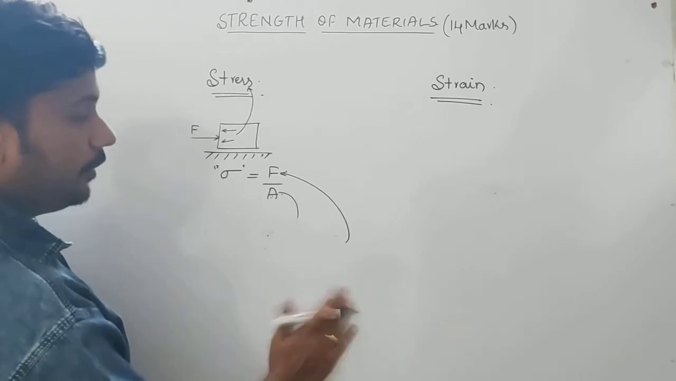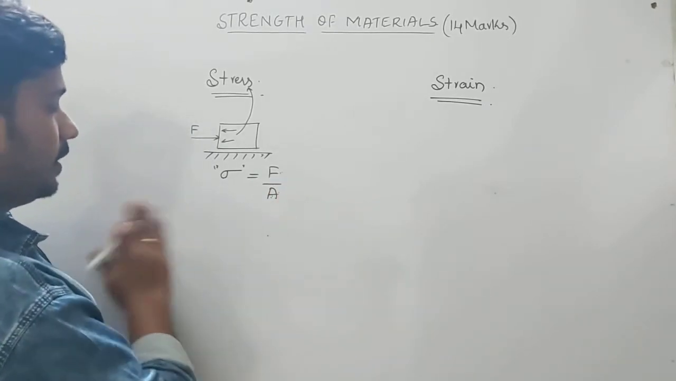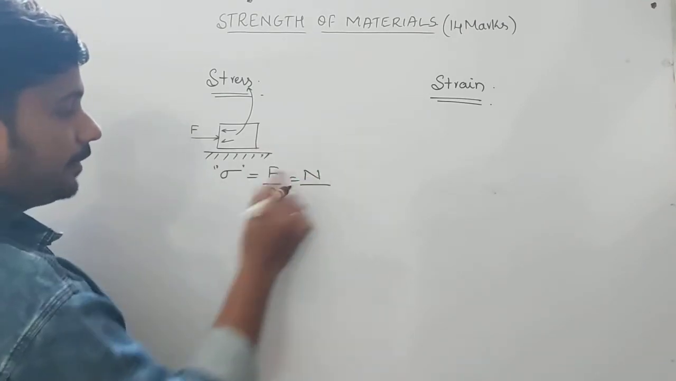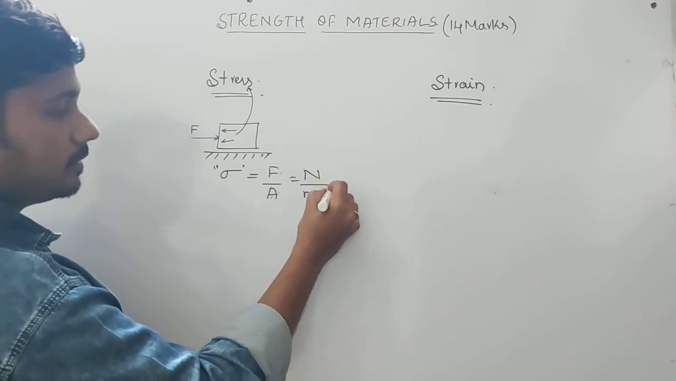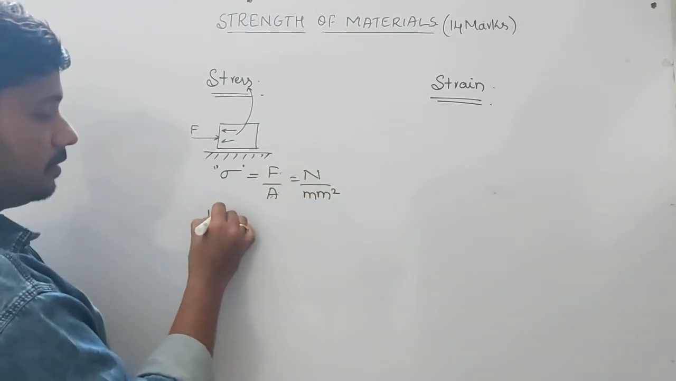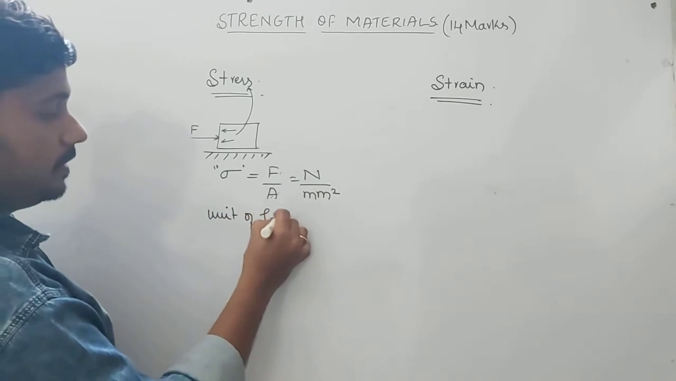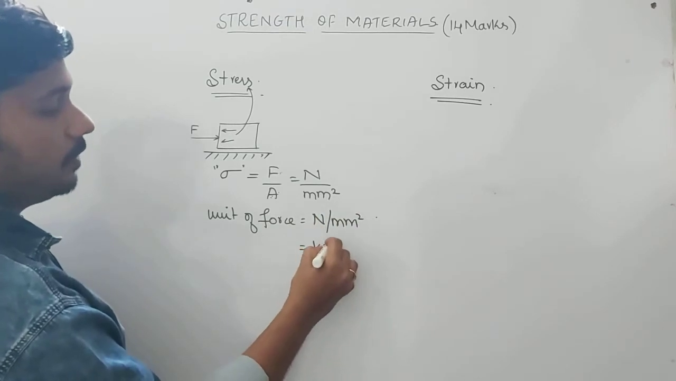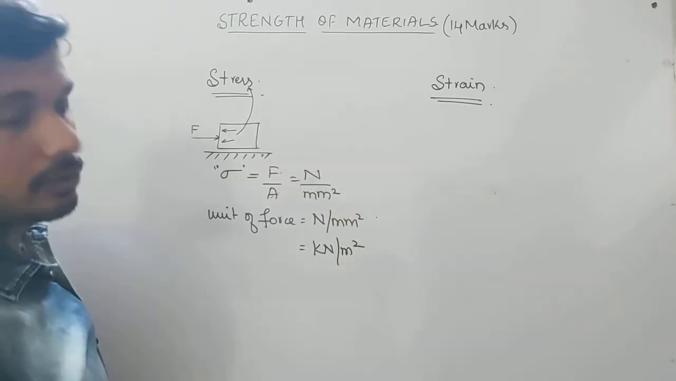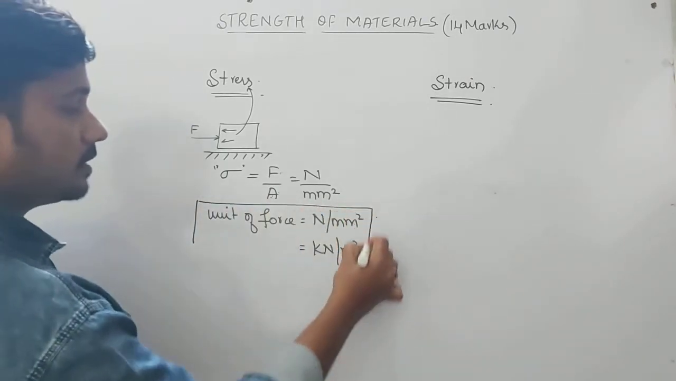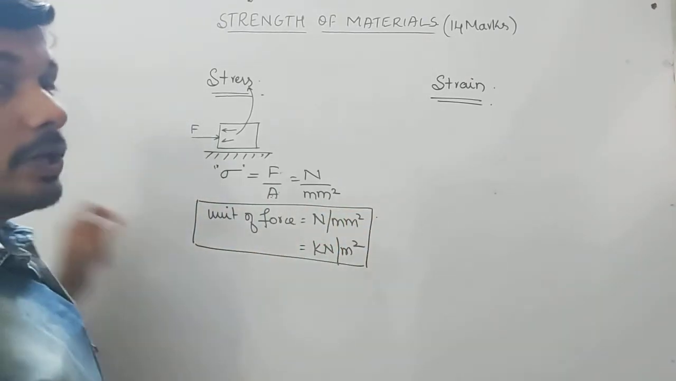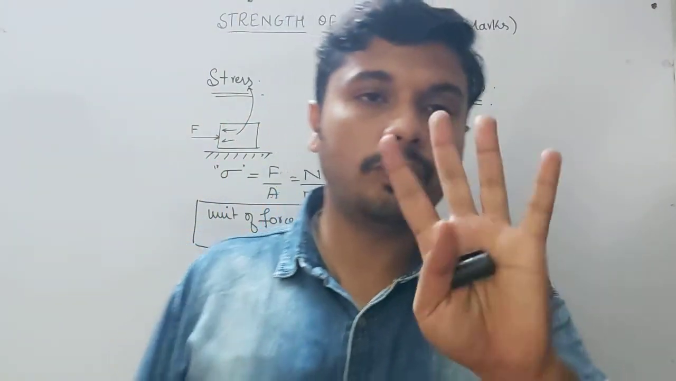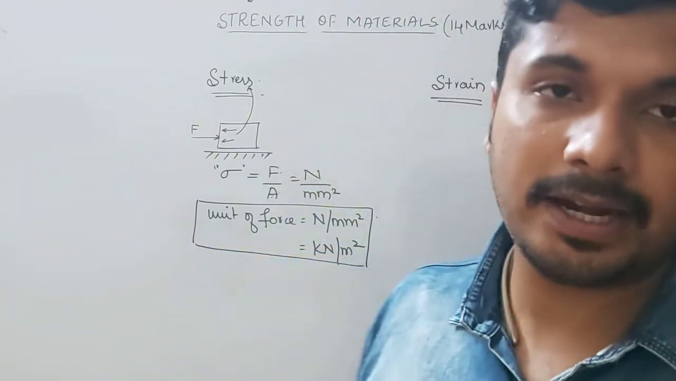Now coming to the unit, which is very, very important in the stress. So what is the unit of force? It is Newton, and the area unit is mm square. So the unit of stress is Newton per mm square, or I can write it as kilonewton per meter square also. So these are the main units I need to remember. In the DCET questions, they might ask you the unit of stress is dash. So 4 options will be given. You need to pick the exact unit.